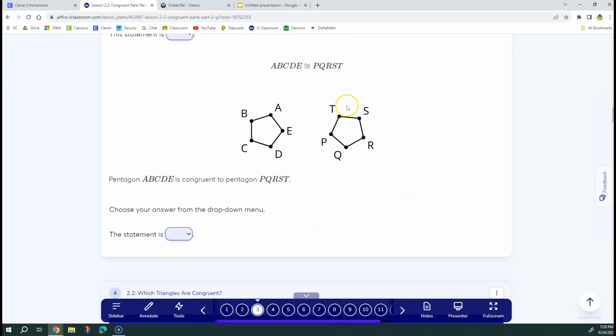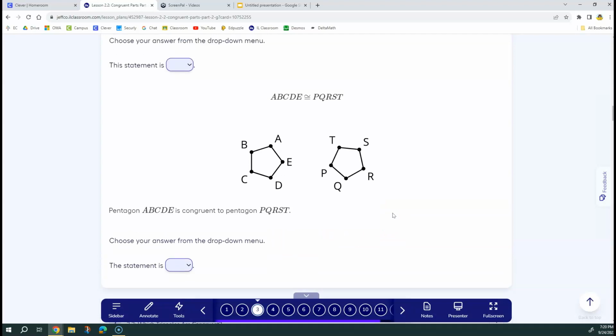And then back down here, we've got pentagons. Pentagons are 5-sided shapes. So ABCDE is congruent to PQRST. A to B to C to D to E, back up to A. P to Q to R to S to T, back over to P. Are they congruent? True or false? If you need some additional time, please pause the video. Give yourself the time to think about these.